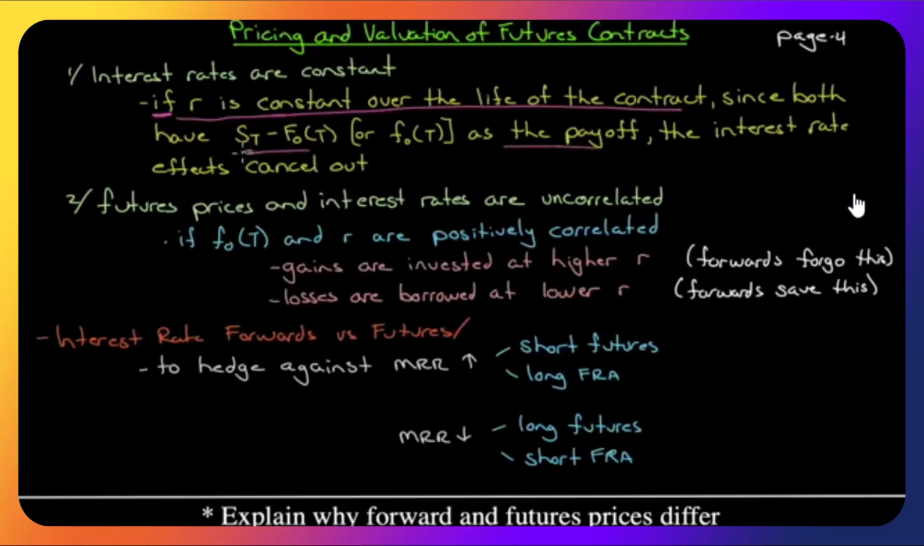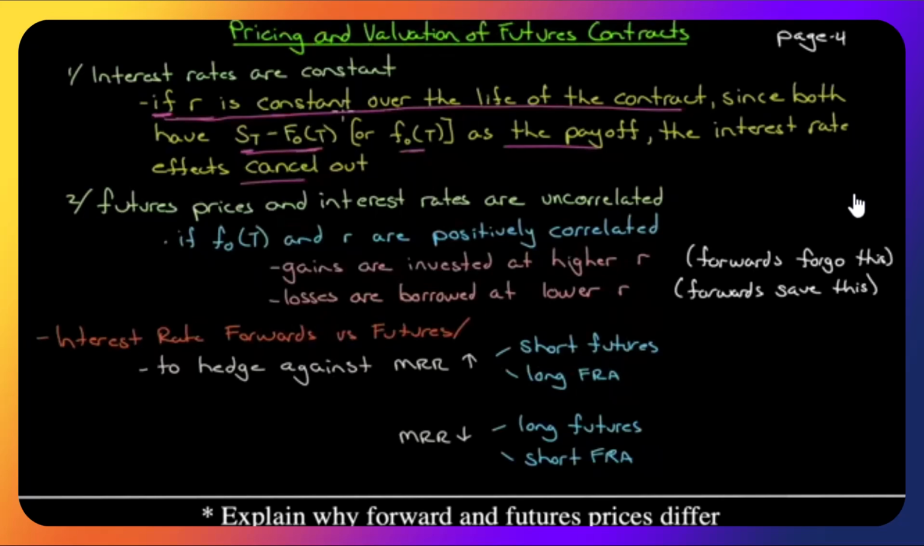Both will have the future spot price minus the forward price, or the futures price as the payoff. The interest rate effects will cancel out. They'll cancel out if R is constant over the life of the contract. As we've seen on the previous screen, it is just simply a function of compounding and discounting at the same interest rate over the life of the contract.